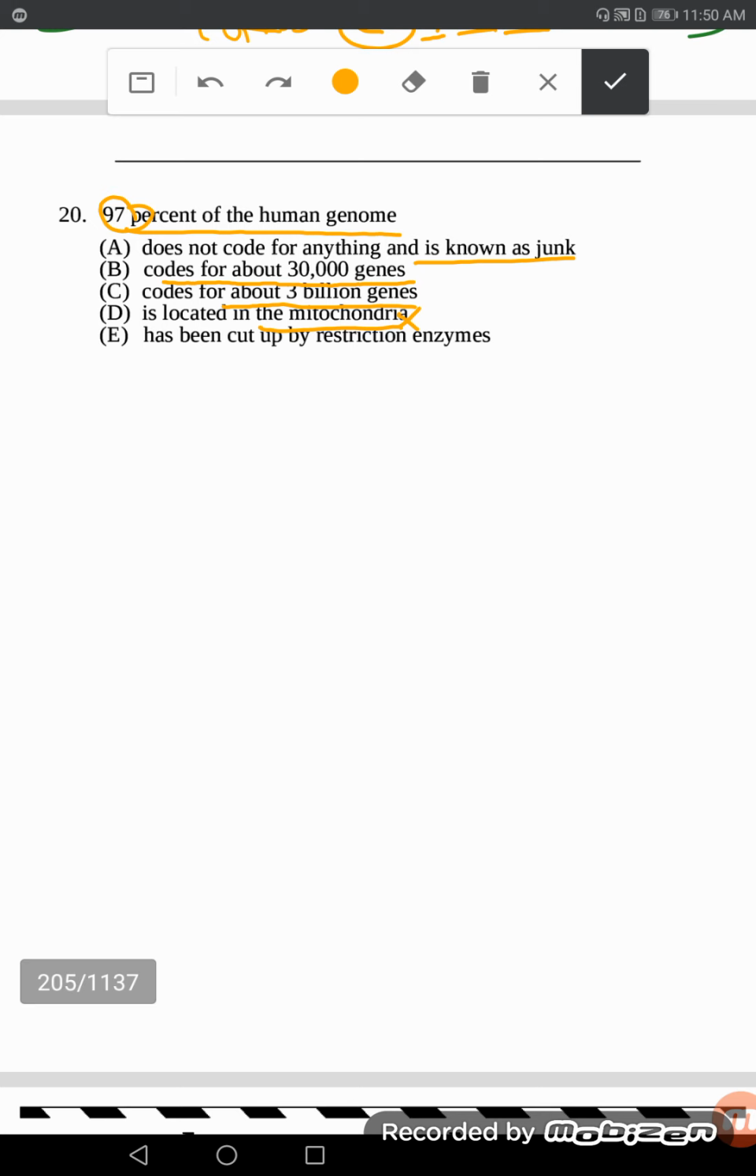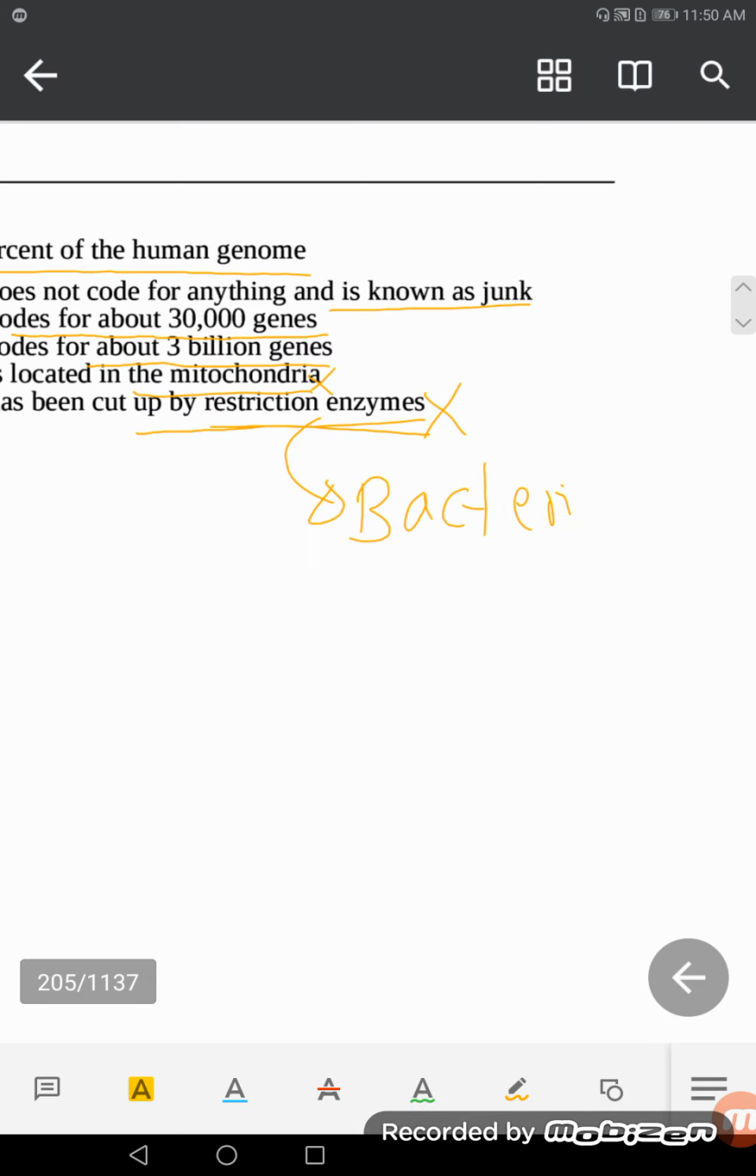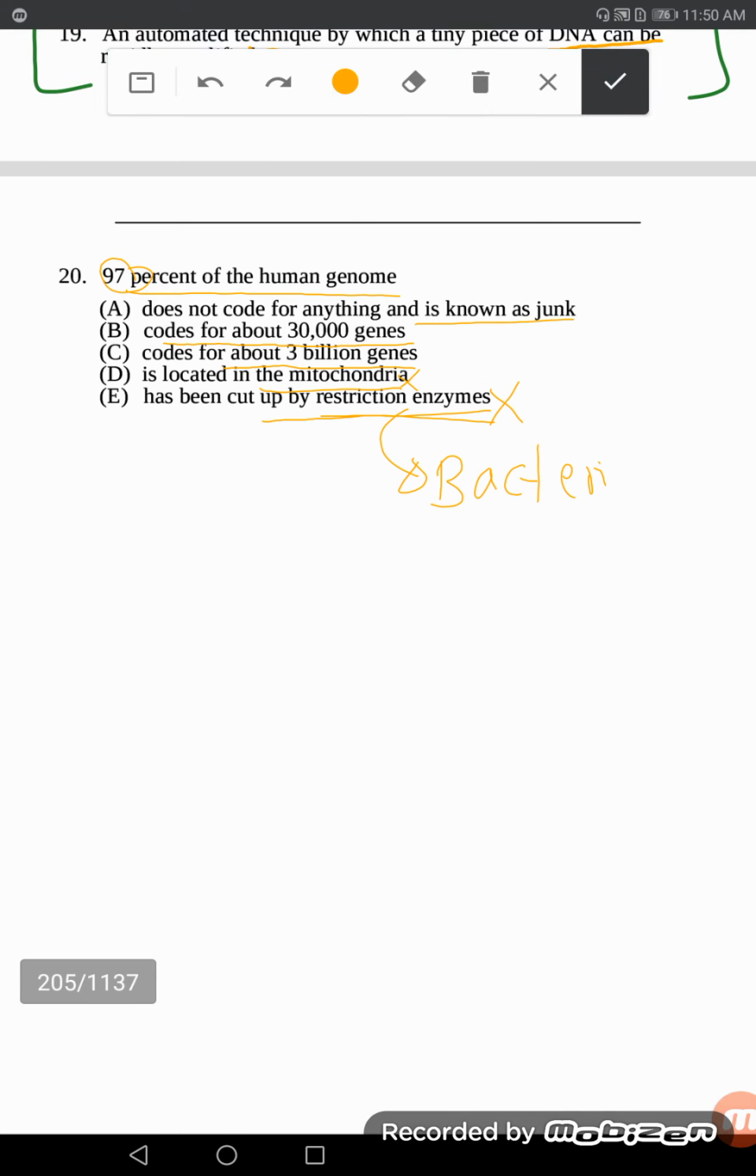It has been cut up by restriction enzymes. We cannot cut such an amount of DNA with restriction enzymes; it would need so much time. And also, for your information, restriction enzymes are found in bacteria. We don't have restriction enzymes in humans, so it's not E, it's not D. Codes for about 3 billion genes: we don't have such a number of genes. We have 3 billion nucleotides. The DNA is made up of 3 billion nucleotides.